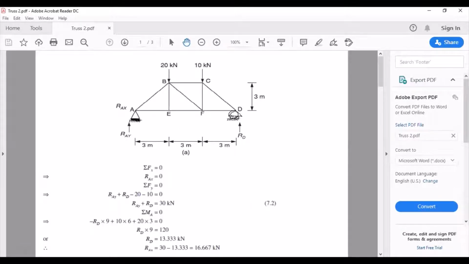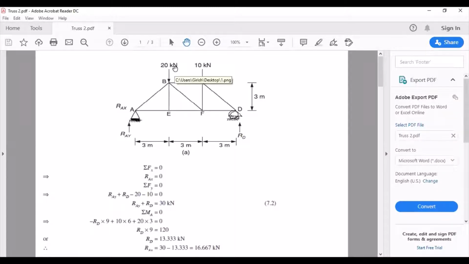Now, the third equation of equilibrium we are going to apply, that is sigma moment about point A. So totally how many forces do we have? We have 1, 2, 3, 4 and 5 forces. Amongst these 5 forces, 2 forces will be equal to 0, that is RAX and RAY, since they are passing through the moment center A. You are left with 3 forces. So let us calculate the moment now.